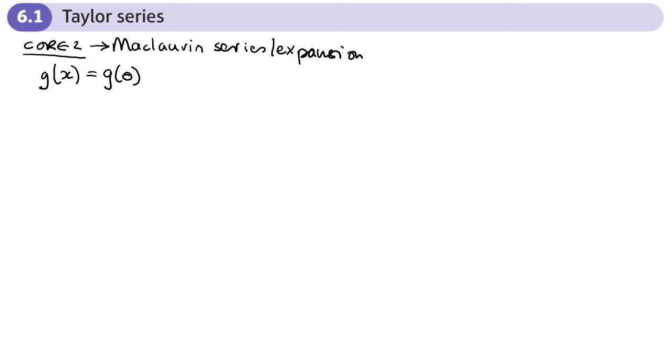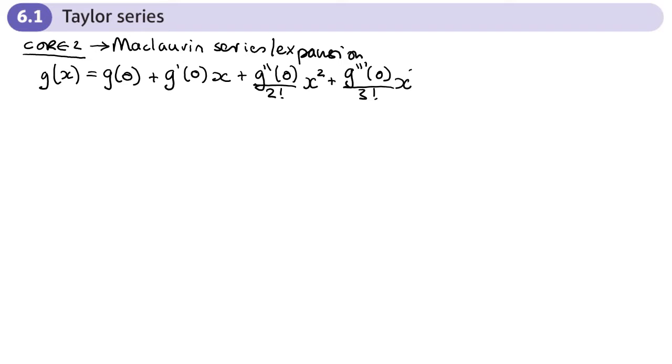So we substitute 0 into the function, then we differentiate, substitute 0 into the function, that gives us the coefficient of x. We differentiate it again, substitute in 0, divide it by 2 factorial, we get the coefficient of x squared. We differentiate it again, divide it by 3 factorial, that gives us the coefficient of x cubed, and so on. Okay, so we can do it as many times as we want. Here we're going to go all the way up to r, so that will be x to the power r, and then we can keep going like this.